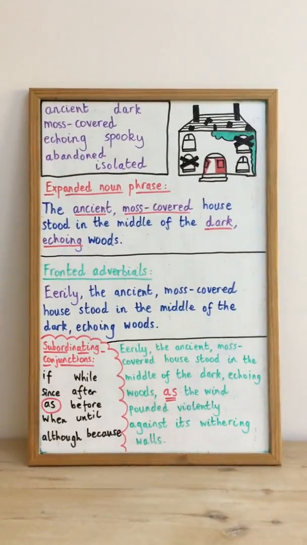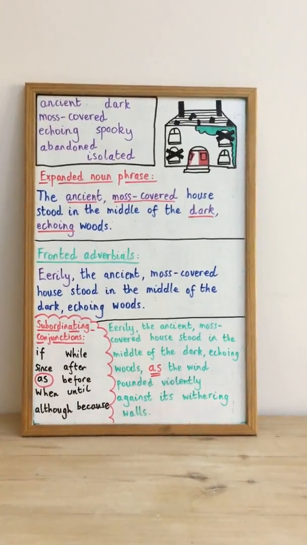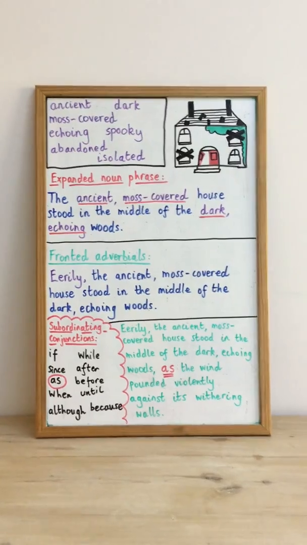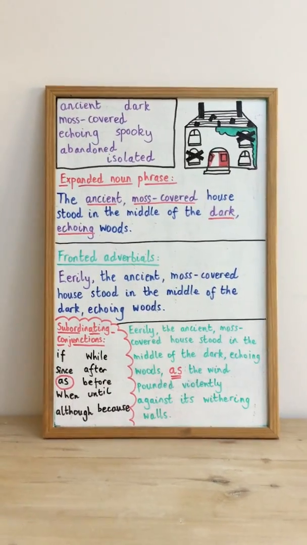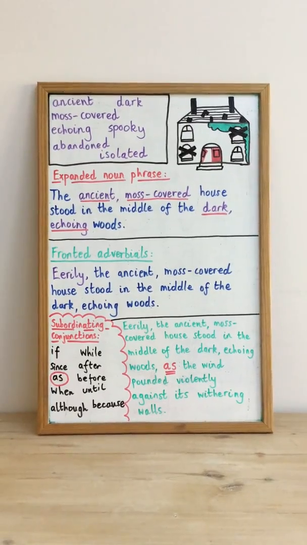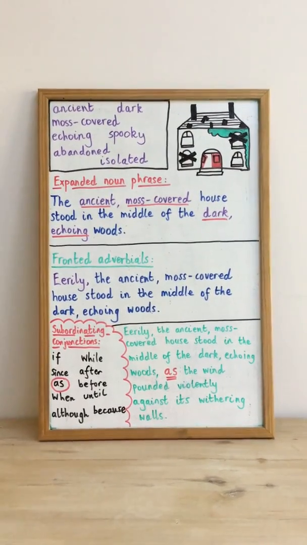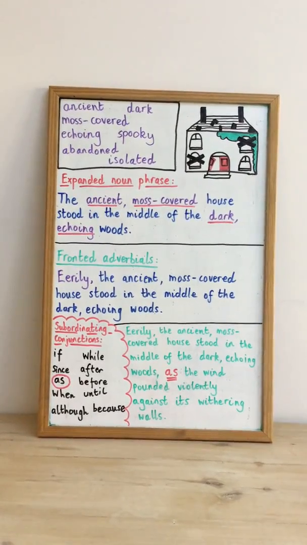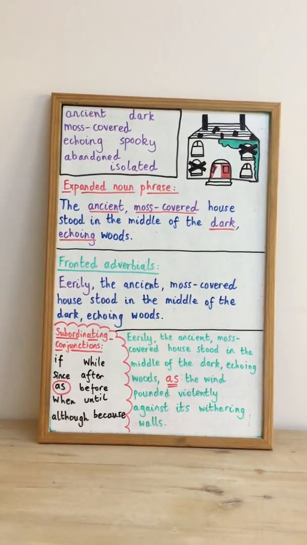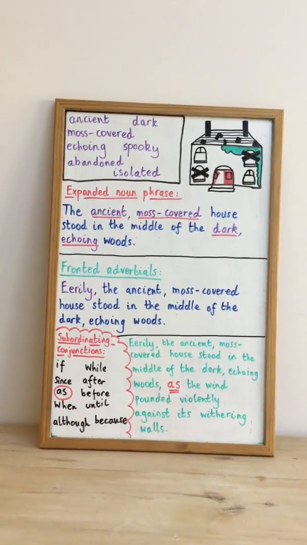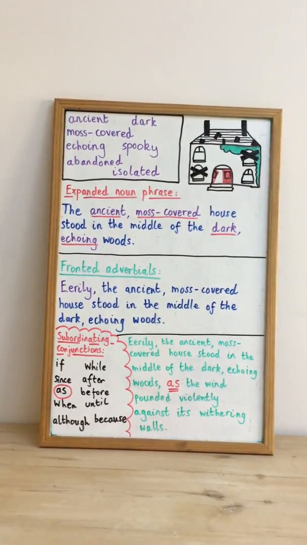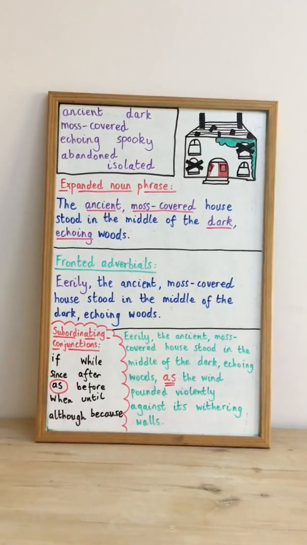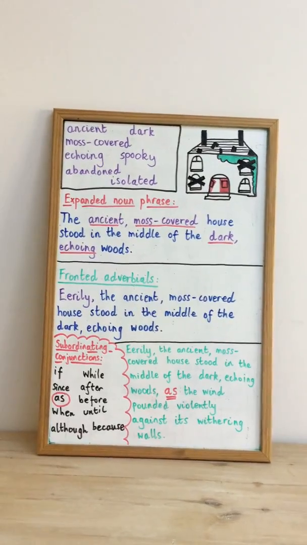Now, for your work, you are going to have a new image to describe. It's going to be an image of some royal gardens. I will provide you with a template, and using that template, you are going to create a bank of adjectives to describe those gardens. And then you're going to do just as I've done. You're going to create a sentence using an expanded noun phrase. Then you're going to add a fronted adverbial to that sentence. And finally, you'll add a subordinating conjunction to that sentence so that it includes not only subordinating conjunctions, but fronted adverbials and expanded noun phrases as well.